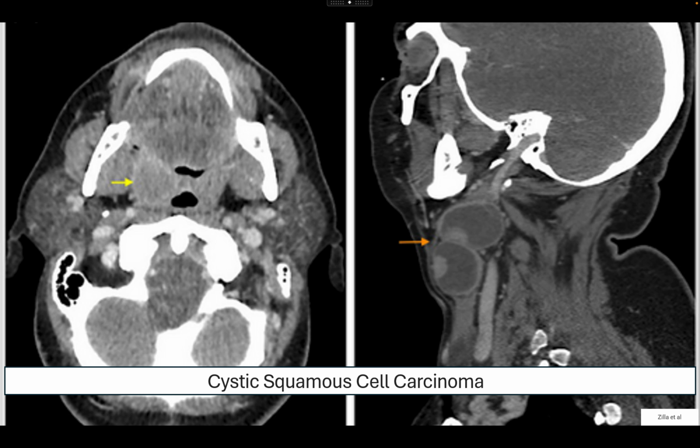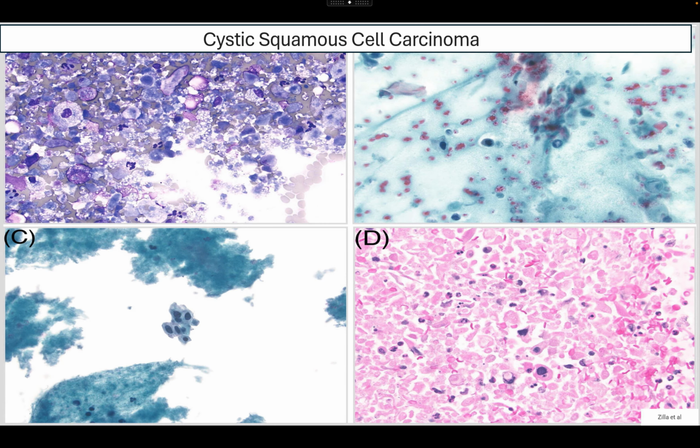Cystic squamous cell carcinoma. So here is an image of a patient with cystic squamous cell carcinoma, kind of similar looking to the one we saw in our patient. And here you see kind of cystic degeneration, something like what we saw in our passes. You do see these very condensed cytoplasm with these hyperchromatic nuclei, as you can see here.